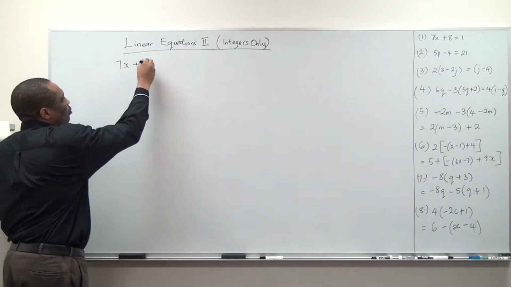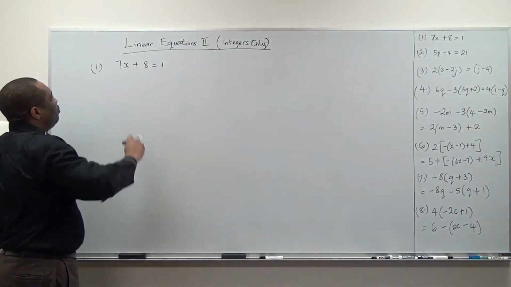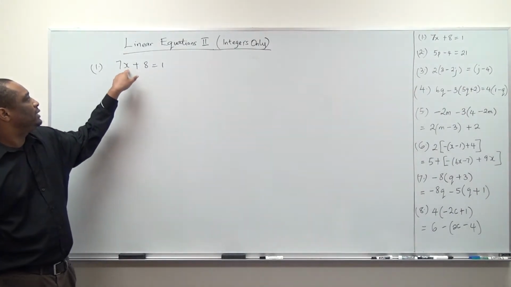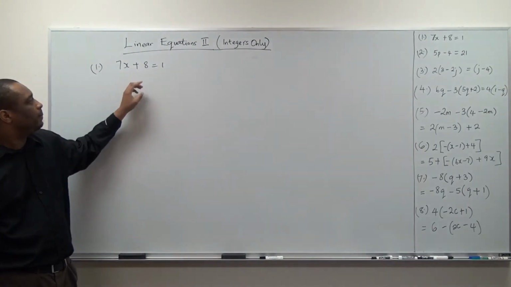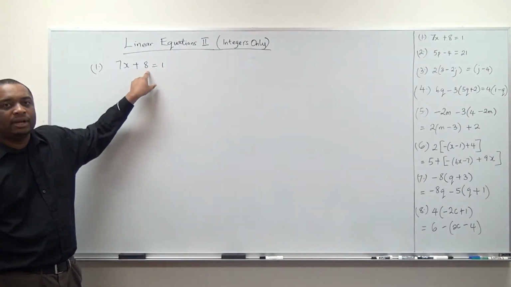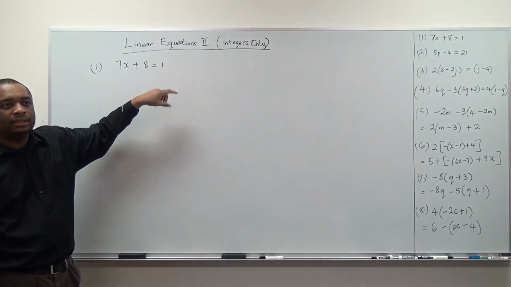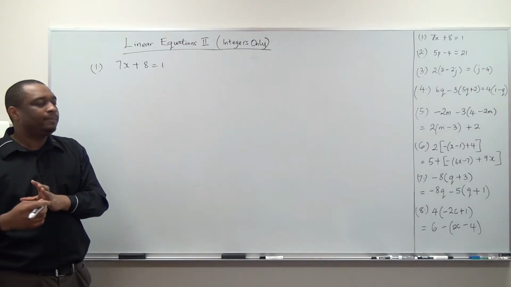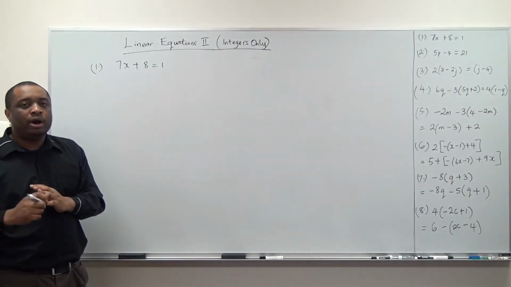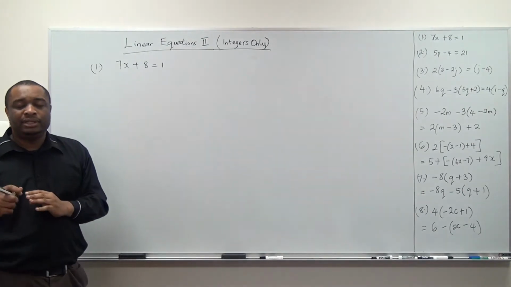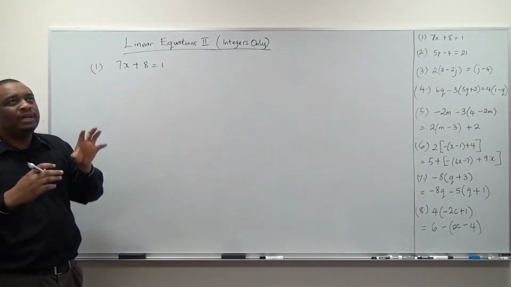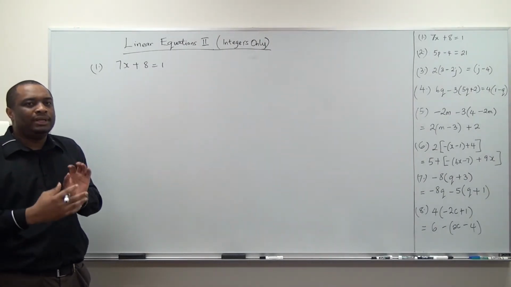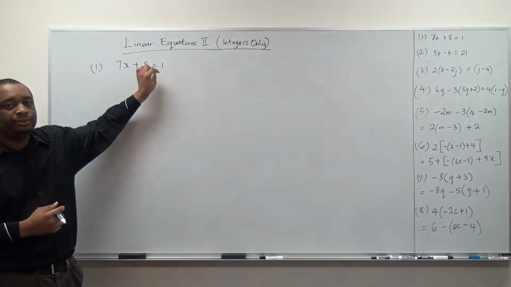7x plus 8 equal to 1. This is question 1. In this case, the first term 7x is a variable, the second term 8 is a constant, and 1 is a constant. So move the variables to one side, move the constants to one side. As you would recall, in other video segments we did, the variable will always stay on the left hand side of the equation.